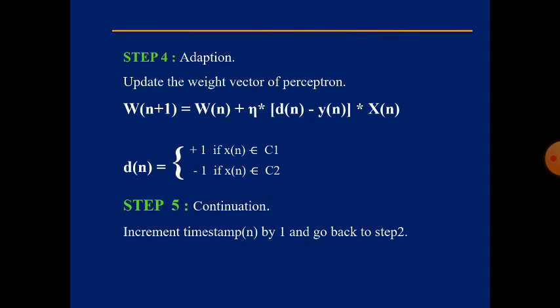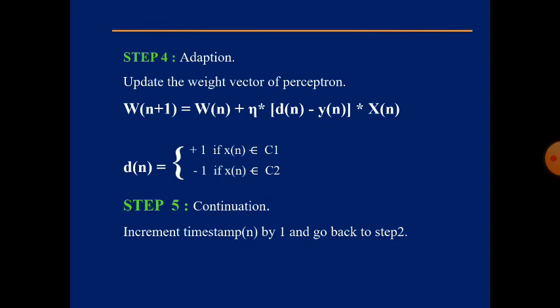Increment time step n by 1 and go back to step 2, and we should keep on repeating these 5 steps. Till when do we have to repeat? If you see the desired response and the actual response, or expected output and actual output, if they both are almost the same, or if the difference is 0, till that point we should keep on doing this.